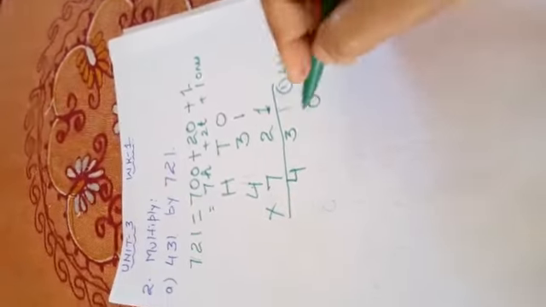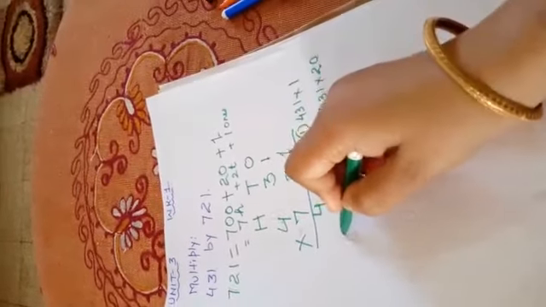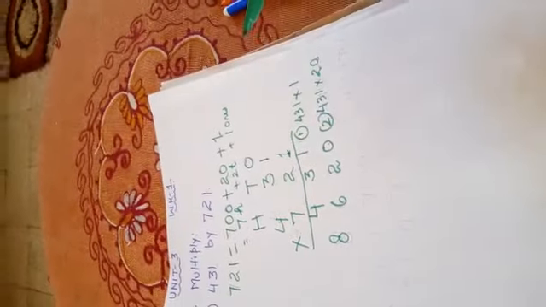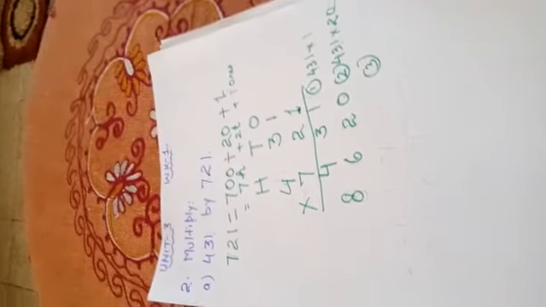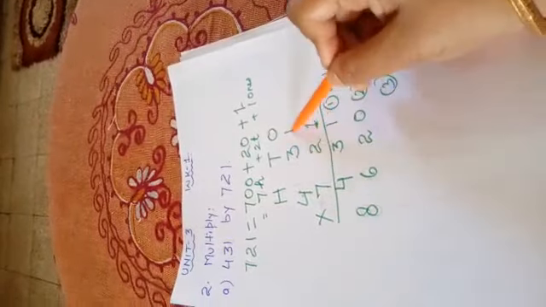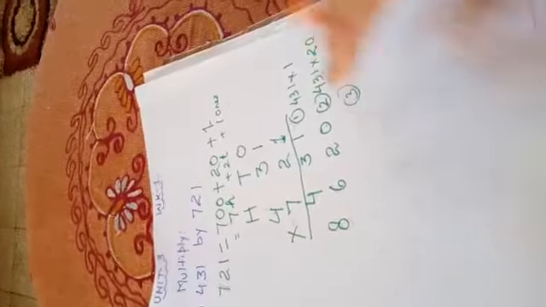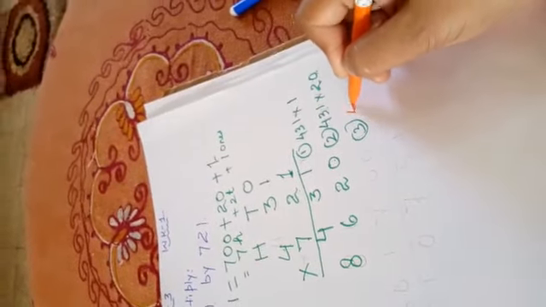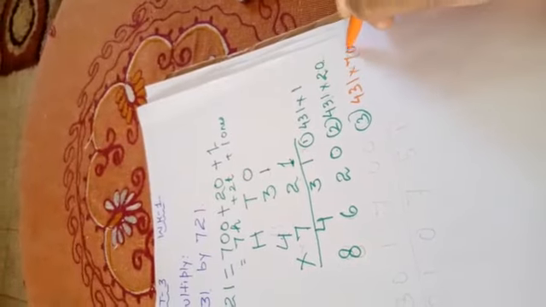So 2 ones are 2, 2 threes are 6 and 2 fours are 8. We have to follow also the place value chart. Third option. What is the third option, children? Third option, we have to multiply 431 with 700. So what is the place value of 7? 700. So 431 will be multiplied by 700.